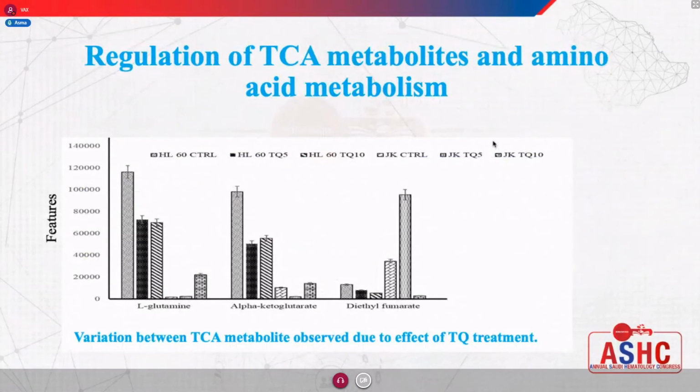We identified some pathways and components affected by thymoquinone treatment. One of these pathways is TCA metabolism and amino acid metabolism. Thymoquinone changes the metabolic compounds in the TCA cycle. The key metabolite in the TCA cycle is glutamine, which is converted to alpha-ketoglutarate. Glutamine in HL60 cells is significantly reduced by thymoquinone, but in Jurkat no significant change was observed. Alpha-ketoglutarate shows acceleration of cell proliferation by thymoquinone in both cell lines. Diethyl fumarate was observed to reduce its circulation by thymoquinone in both cell lines.